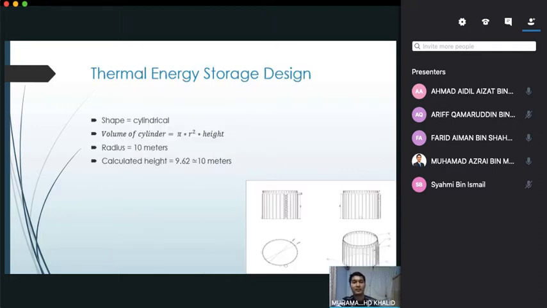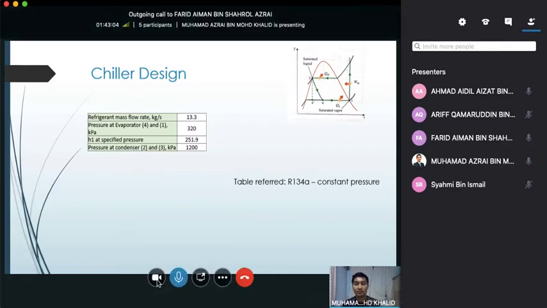And then to calculate our thermal energy storage design dimension, we choose a cylindrical shape, and the formula is the volume of the cylinder. We will plug in our input here and we will get the radius. And the calculated height is around 10 meters. As per report, our calculation has already included a safety factor of around 25%. We will pass the floor to the next presenter, Muhammad Farid Aiman.